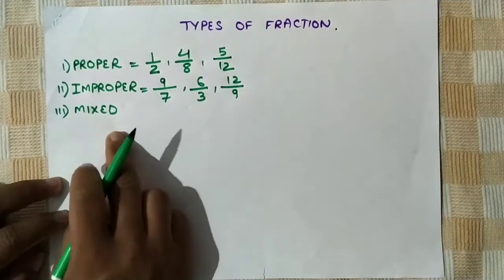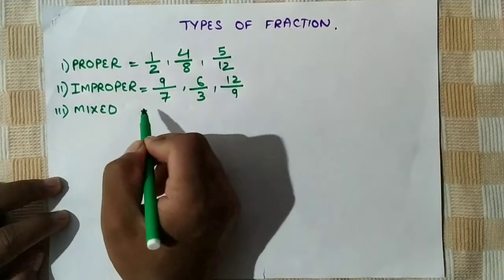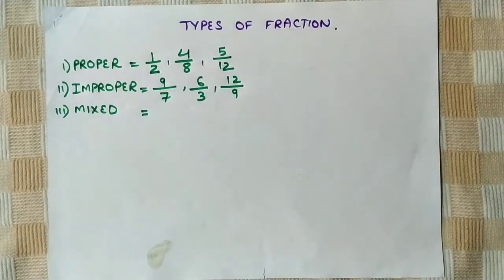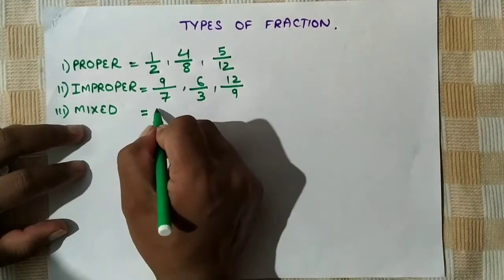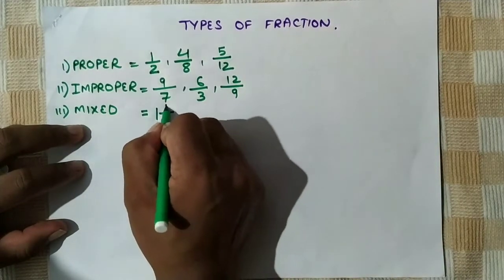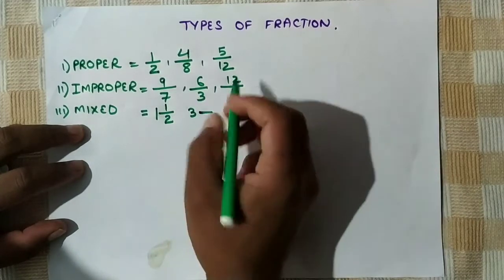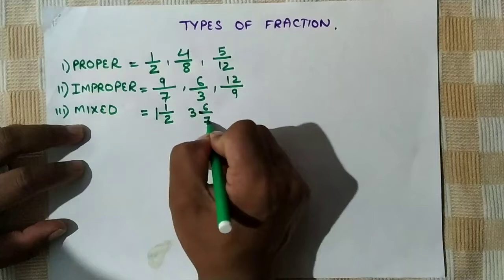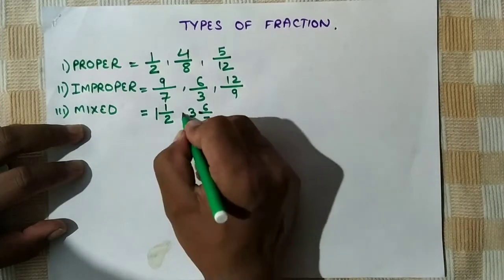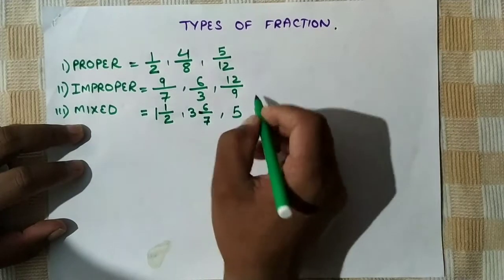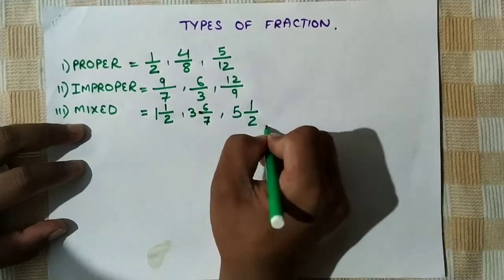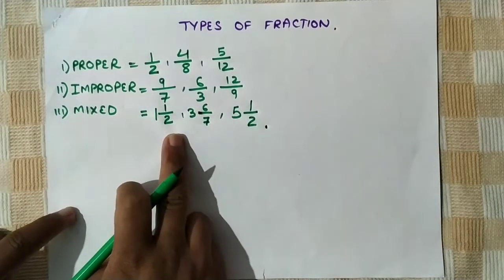And number 3 is mixed fractions. So what are mixed fractions? Fractions which have a whole number and also have fractions in them are known as mixed fractions. Like for example, 1 whole 1 by 2, 3 whole 6 by 7, 5 whole 1 by 2. So these are known as mixed fractions.